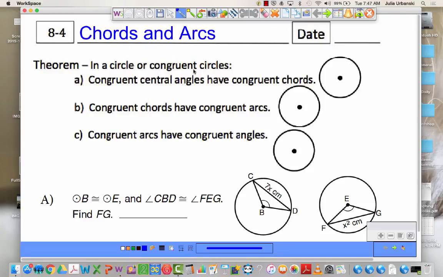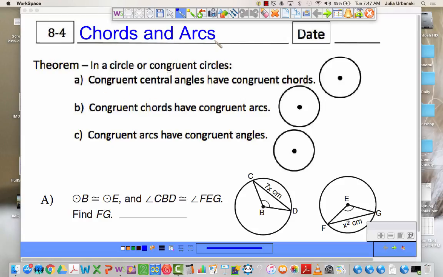Sketch for the chords and the arcs. In a circle or congruent circles, that's the rule for all of these. This is what happens. If you can find two congruent pieces, then you can find other pieces that are cut off by those, and those are going to be congruent as well. These are the rules written out specifically.